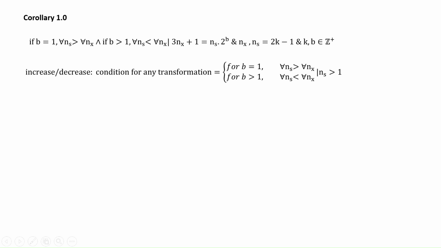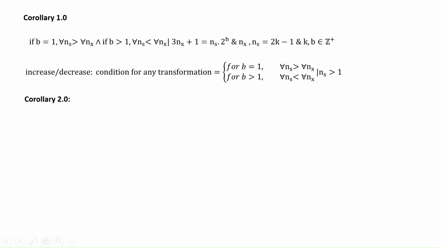Moving on, let's start establishing a few corollaries. Let's begin with corollary 1. It talks about the increase-decrease condition for any transformation. If b is equal to 1, nx is smaller than ns. That means nx is going to grow. If b is greater than 1, nx is going to shrink. So you will get a smaller value after transformation. The proof is again there in the paper. One thing to note is that for ns greater than 1, these things are applicable. For ns equal to 1, you will just get 1 every time, so this rule is not applicable over here.